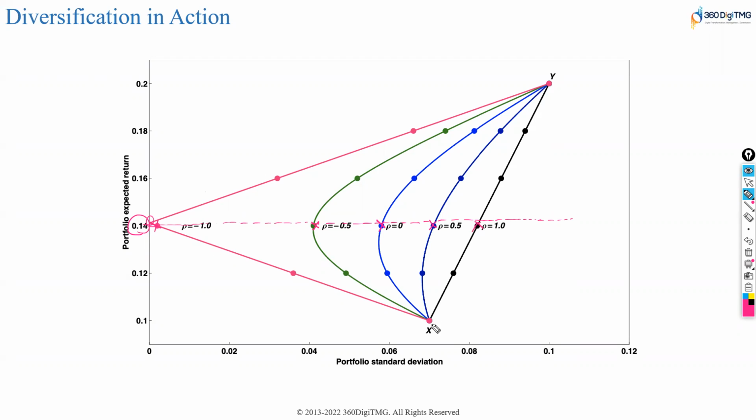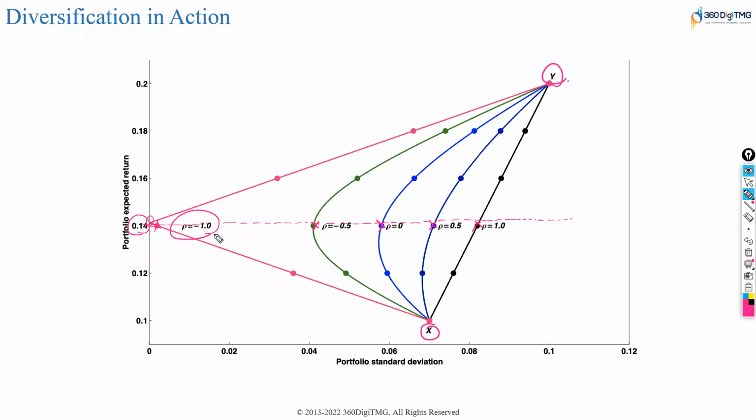But if I ask you, what kind of assets do you want to invest in? You would obviously choose this pink line where the two assets are 100% negatively correlated. Completely different stocks. Can you ever find two assets which are completely 100% negatively correlated? I doubt. You'll not be able to see those kind of stocks.